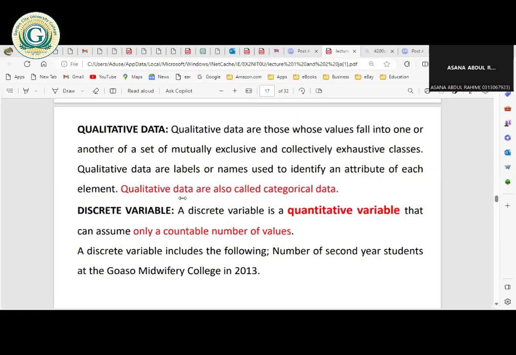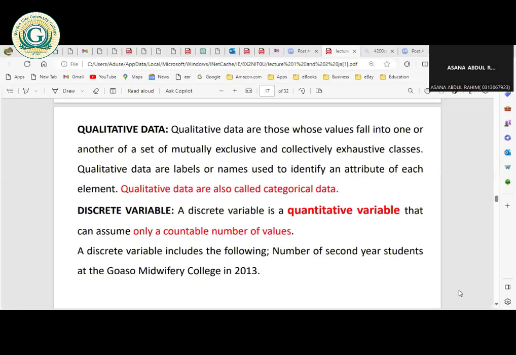Now let me permit Asana Abdulrahim. Ask your question. Please, I wanted to get more verification on the parameter and the statistic. You made mention of the statistic being a single value obtained to describe a summary, a pertinent characteristic about a sample. And it seems that's the same definition you gave for the parameter. I'm a little bit confused.